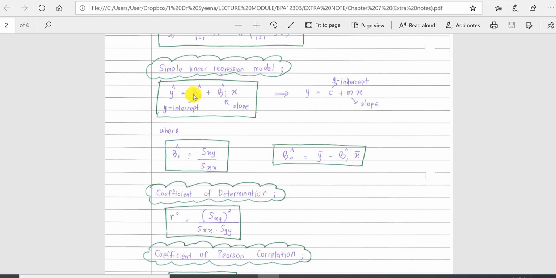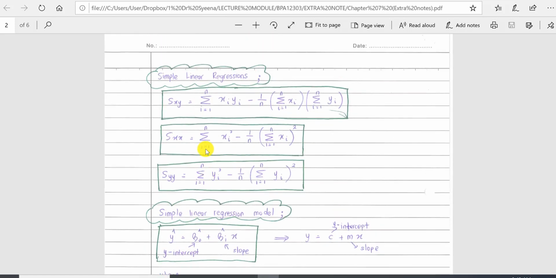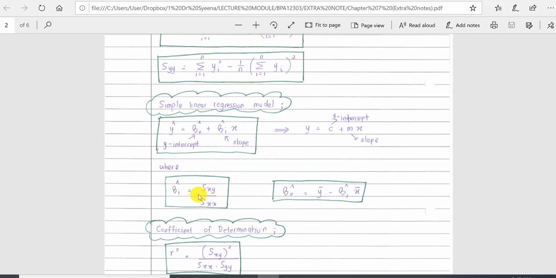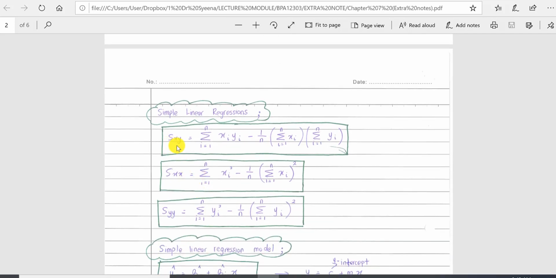Okay, we have the beta naught in the equation. So how to get it? We must calculate the value of Sxy and also Sxx. Okay, how to get this value? We already have the formula. We have the Sxy and also the Sxx. So to get the beta one, you are going to use Sxy divided by Sxx.